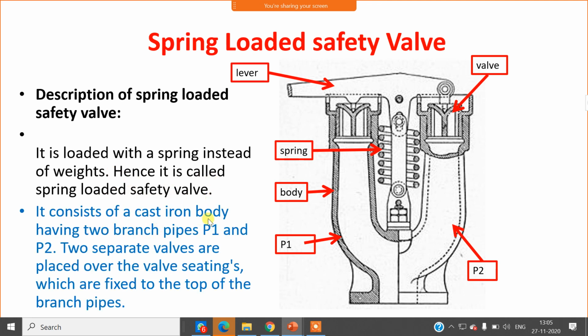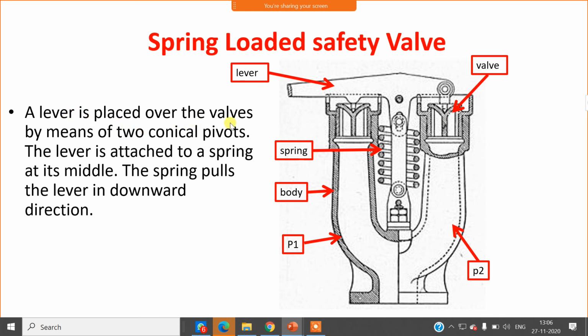It consists of a cast iron body having two branch pipes P1 and P2. Look here, there are two pipes P1 and P2. When the steam enters the spring loaded safety valve, the steam is divided into pipe 1 and pipe 2. Two separate valves are placed over valve seats, which are fixed to the top of the branch pipe.